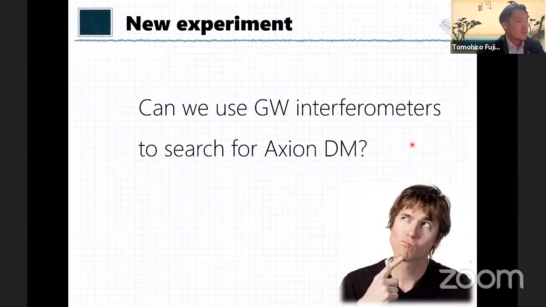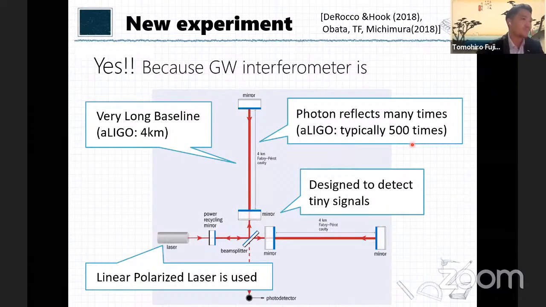And here the question is, can we use a gravitational wave interferometer to search for axion-like dark matter? And the answer is yes. Actually, a gravitational wave interferometer is ideal for axion-like dark matter detection, because first of all, it uses a linear polarization laser from the beginning, and they have a very long baseline. In the case of Advanced LIGO, it's 4 kilometers. In the case of KAGRA, it's 3 kilometers. And the photon reflects many times, typically 500 times.